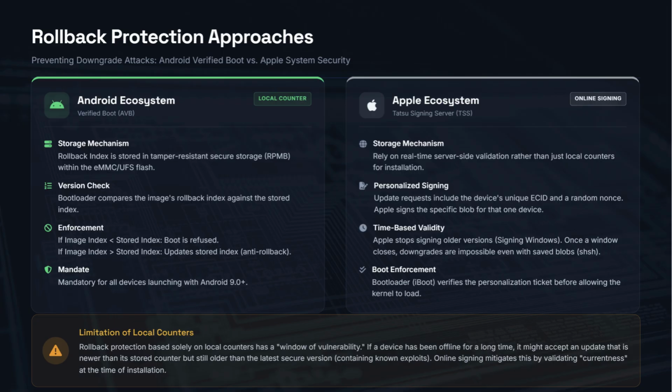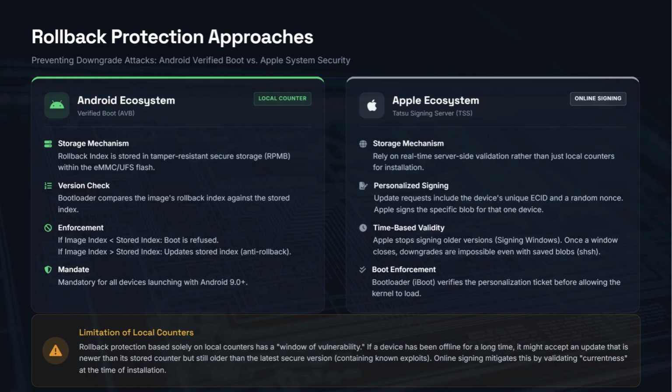Another major security challenge in device boot processes is the rollback attack. In a rollback attack, an attacker installs an older version of firmware that contains known vulnerabilities. Even though the firmware may be properly signed, it can still expose the device to previously fixed security flaws. To prevent this, modern platforms implement rollback protection mechanisms.